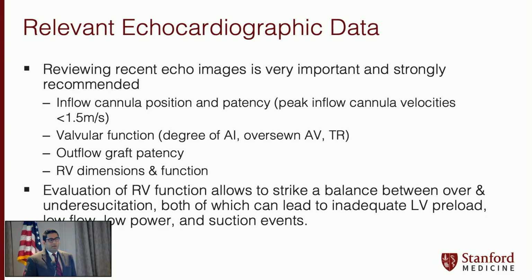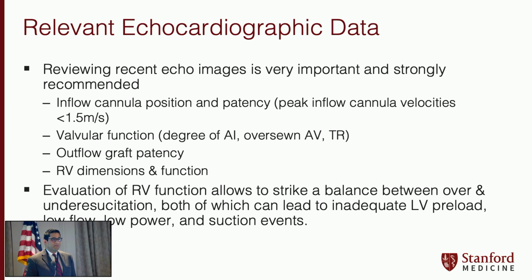So if you have an opportunity to perform your own echocardiographic exam using POCUS or having your echocardiography lab grab some images for you, here are the things that are really relevant for you to focus on. Try to have them assess for inflow cannula patency and position, and look for velocity less than 1.5 meters per second there. You want to look for valvular function, especially if there's a degree of aortic insufficiency.